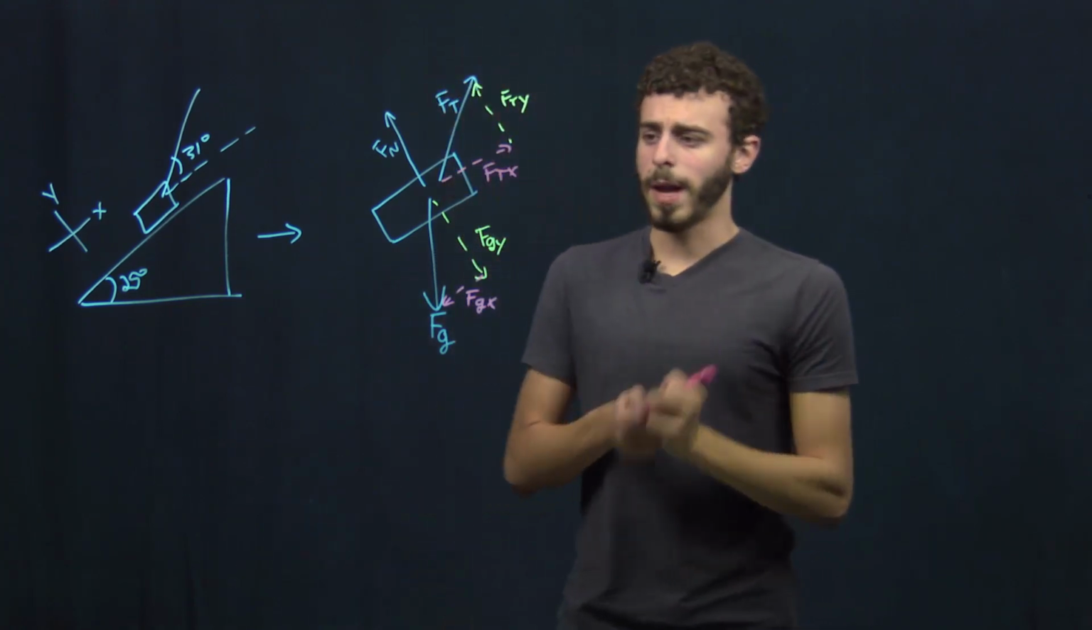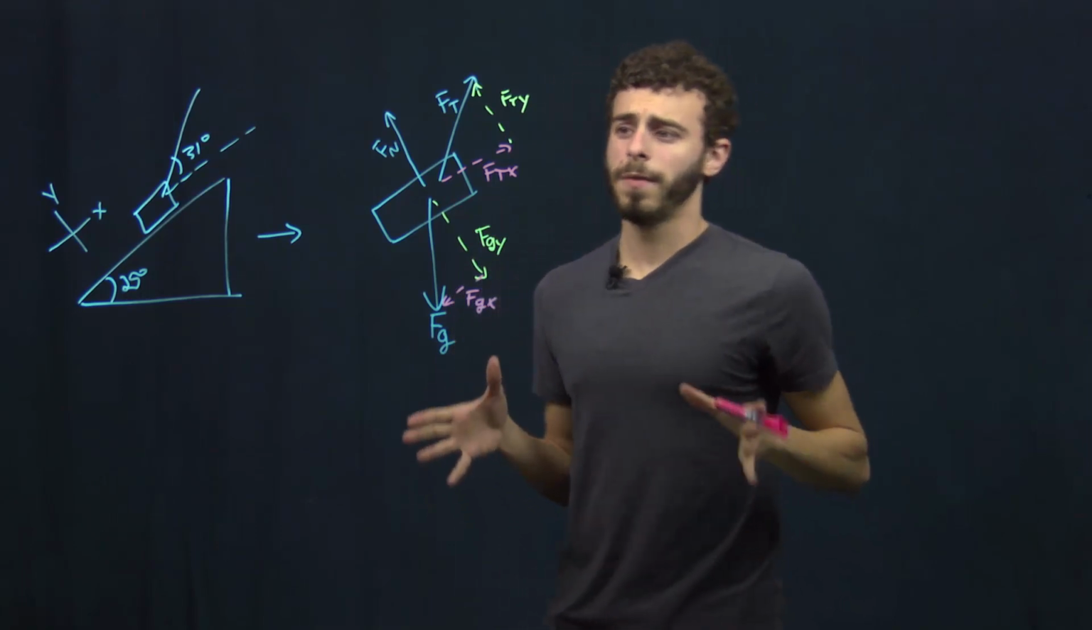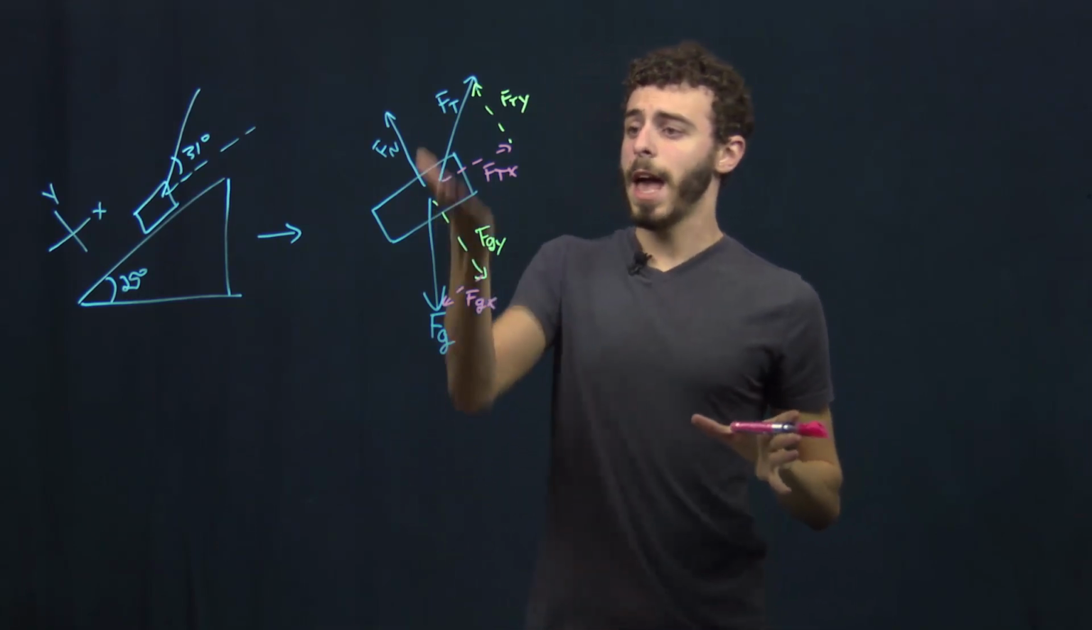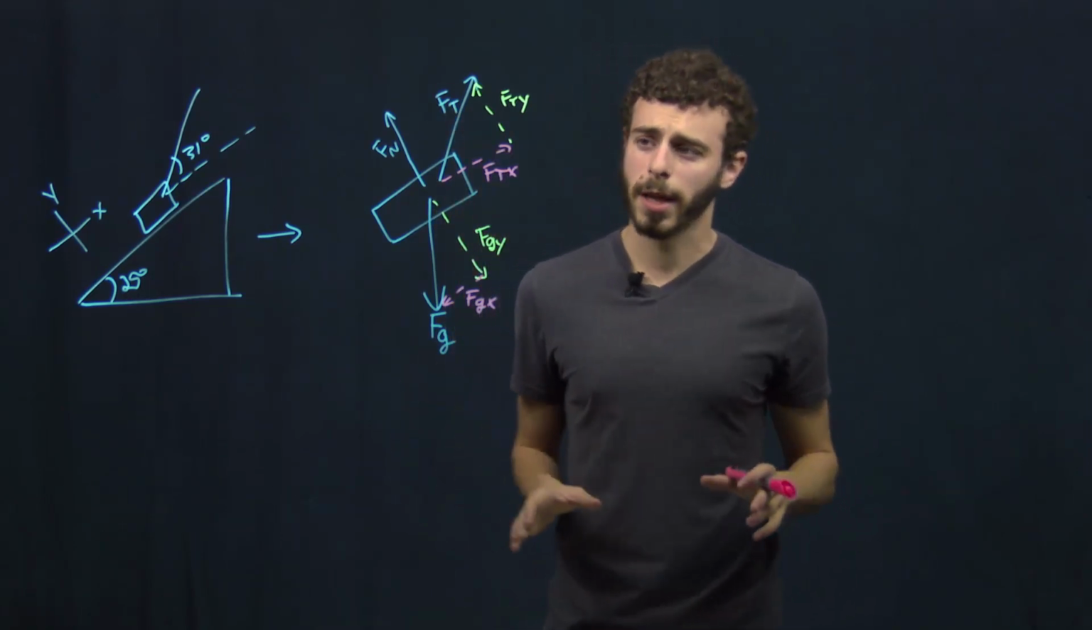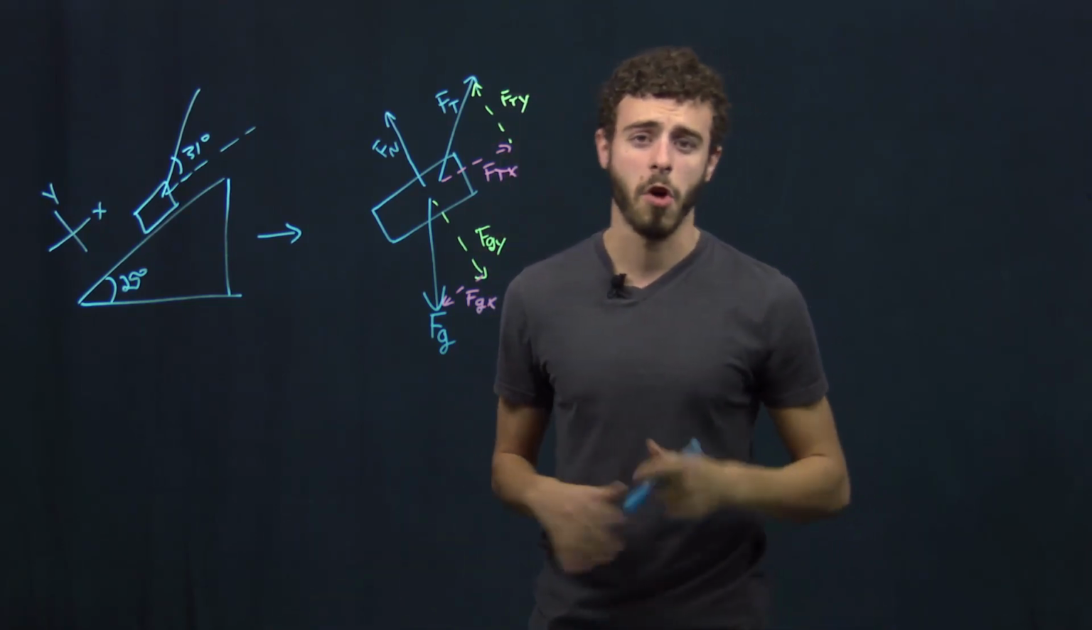So what we get here is two nice right triangles. This means that once we can get the angles of these triangles, we can use some trigonometry and solve for all of these components. And that's something you'll do almost every time.